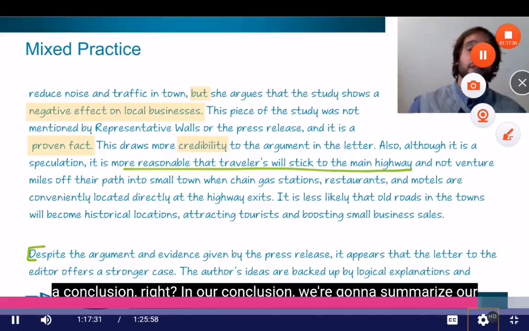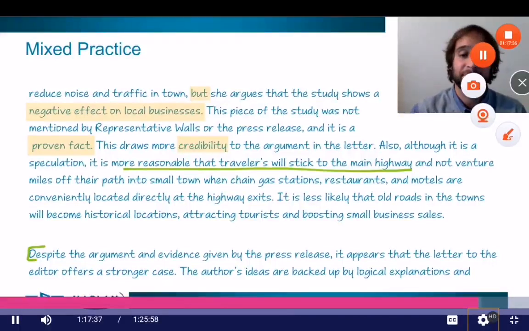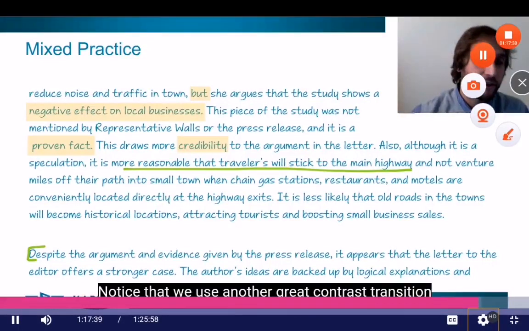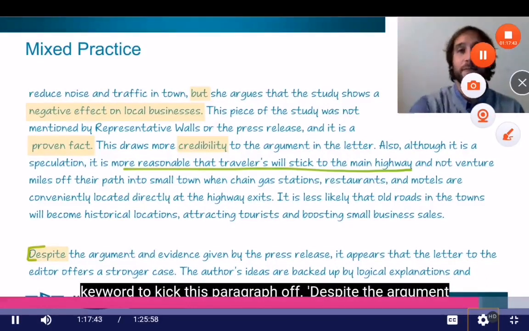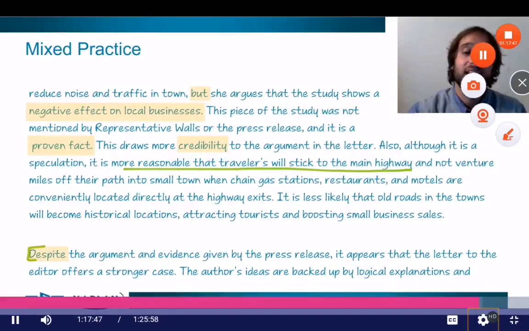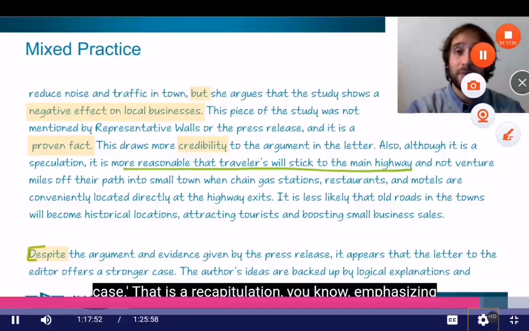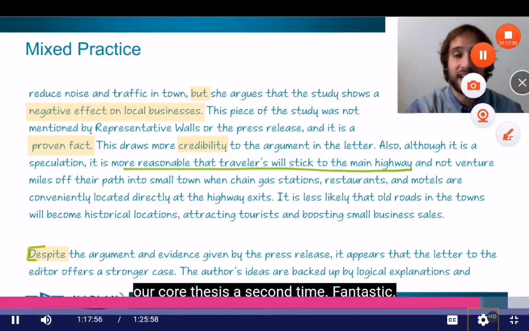And in our conclusion, we're going to summarize our thoughts on passage 1, and more importantly, our thoughts on our chosen passage as well. Notice that we use another great contrast transition keyword to kick this paragraph off. Despite the argument and evidence given by the press release, it appears that the letter to the editor offers a stronger case. That is a recapitulation, emphasizing our core thesis a second time.